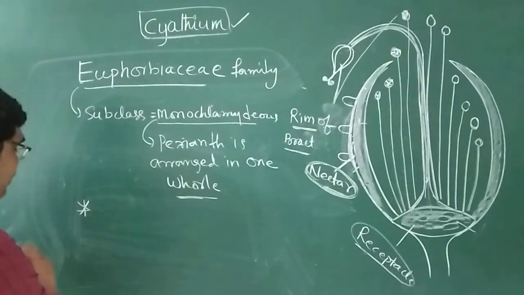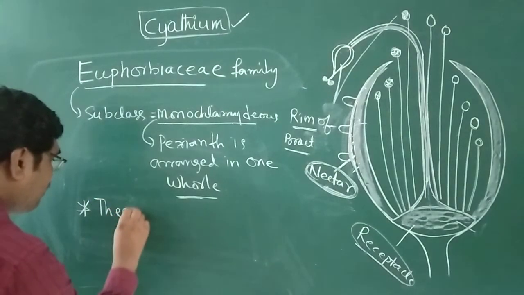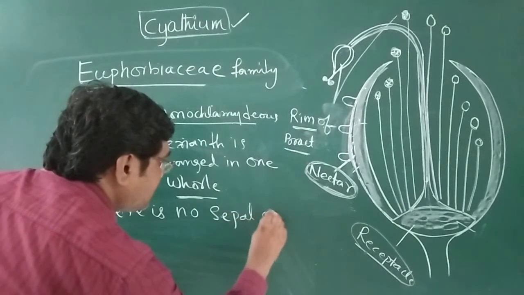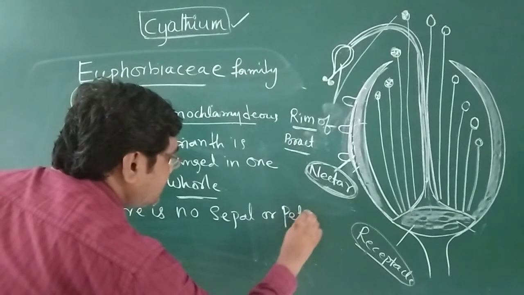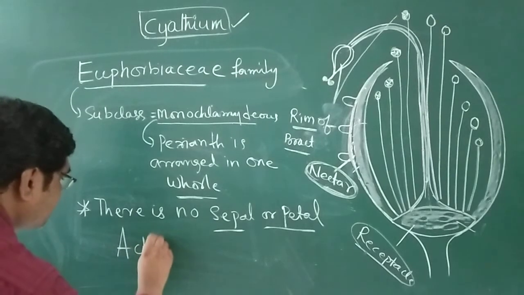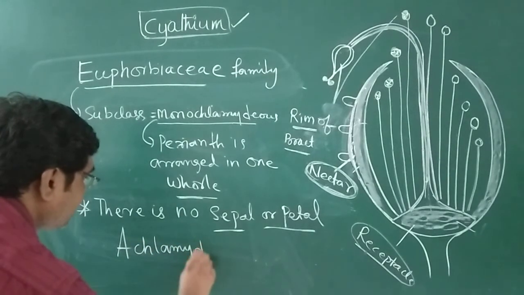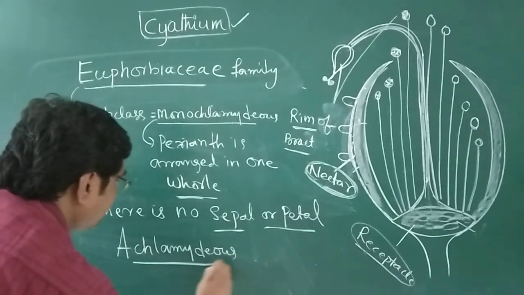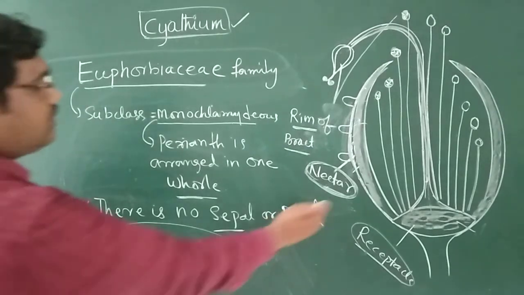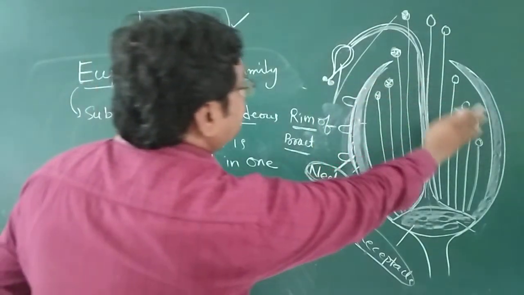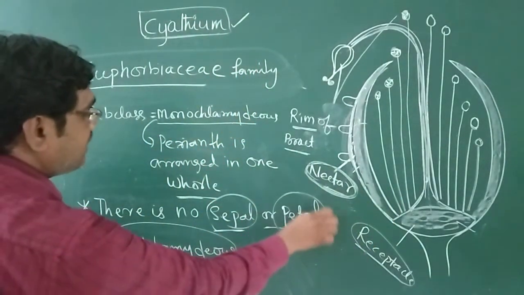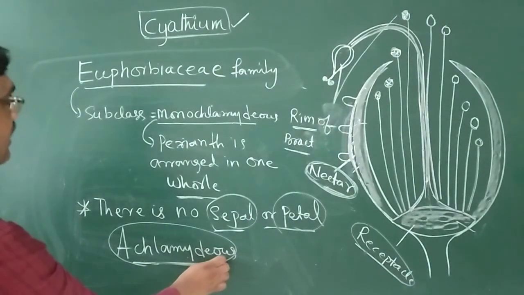In Cyathium inflorescence, there are no sepals or petals. This condition is called achlamydeous. So in Cyathium, the achlamydeous condition is there. In the flowers of Cyathium inflorescence there are no sepals or petals; this condition is called achlamydeous.